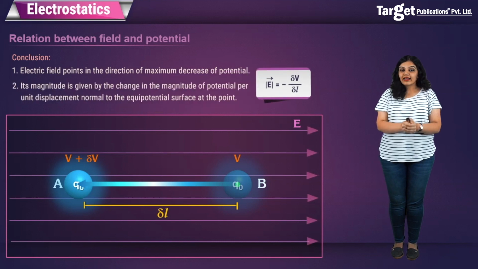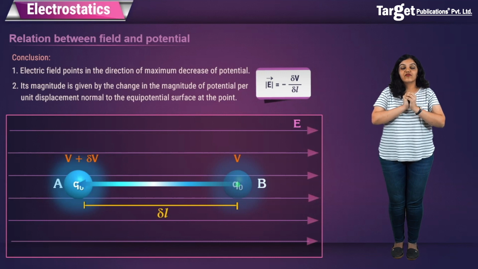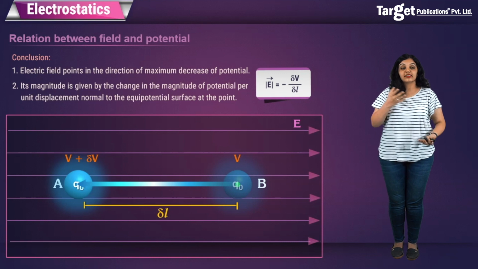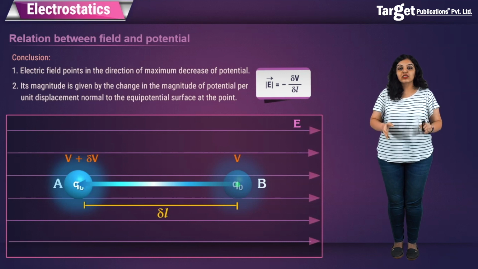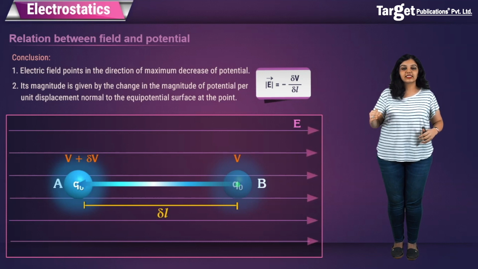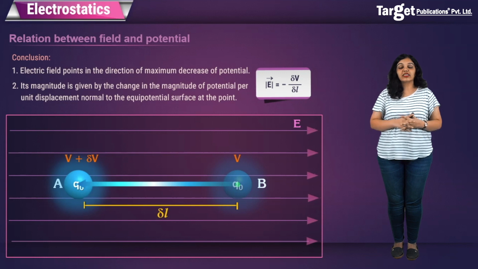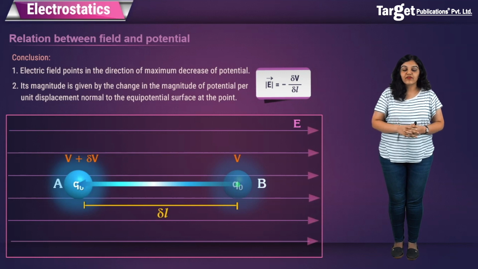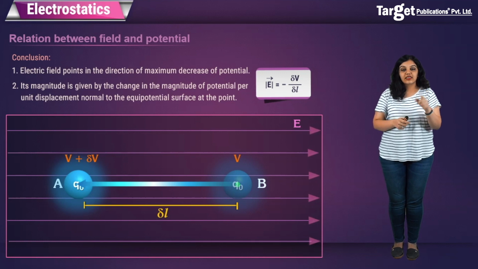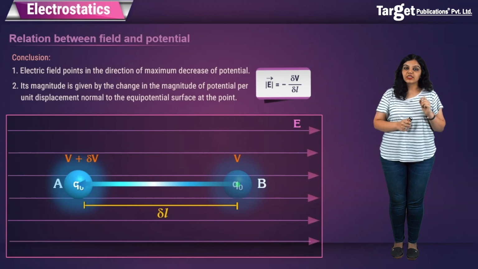Secondly, remember that the magnitude of the electric field is given by the change in the magnitude of the potential per unit displacement as seen from the formula, and you have to do this normally to the equipotential surface at that point. So as you see in the figure, we were going along the x-axis, and as I have just shown you a few minutes ago, the equipotential surface would have been normal. So you have to go in a direction which is normal to the equipotential surface at that point. This gives me the relationship between the field and the potential.